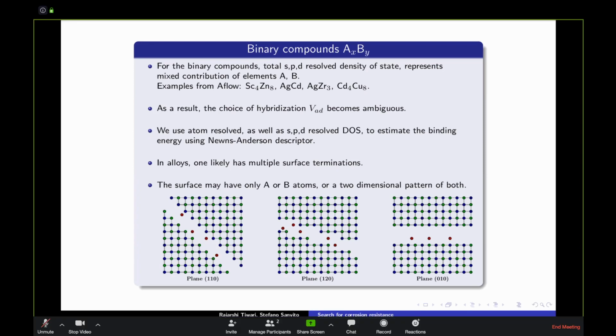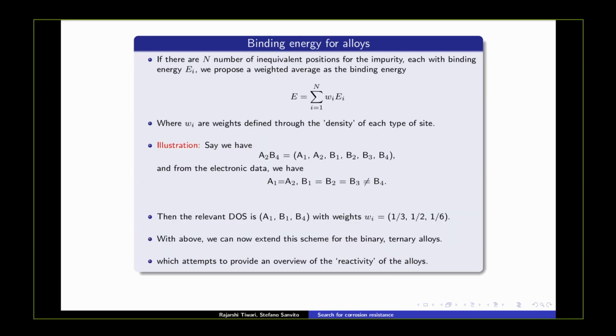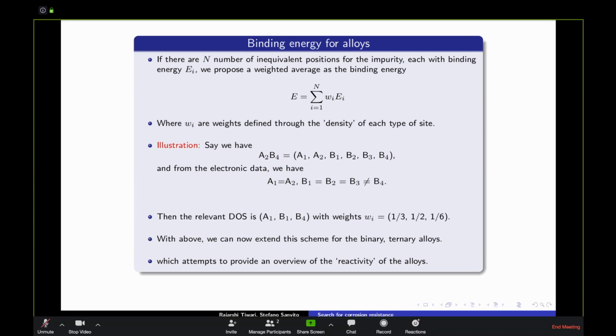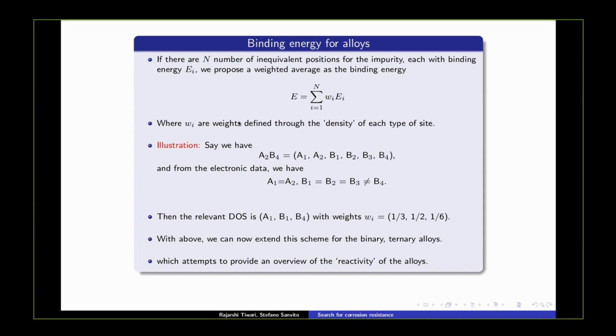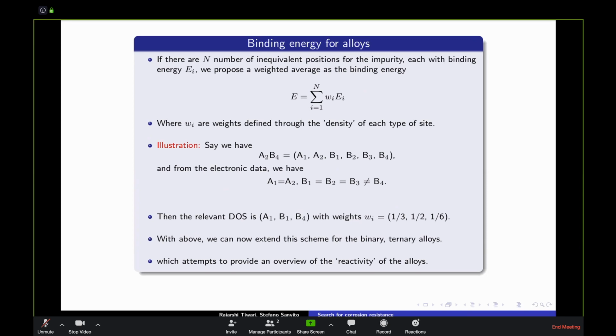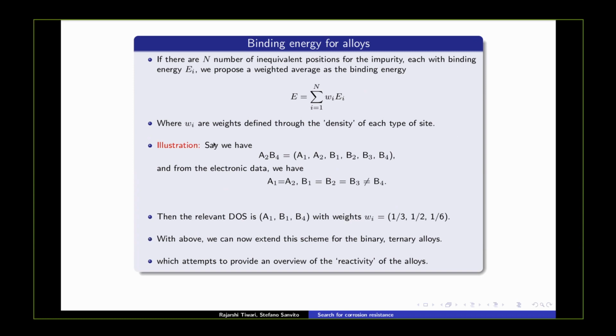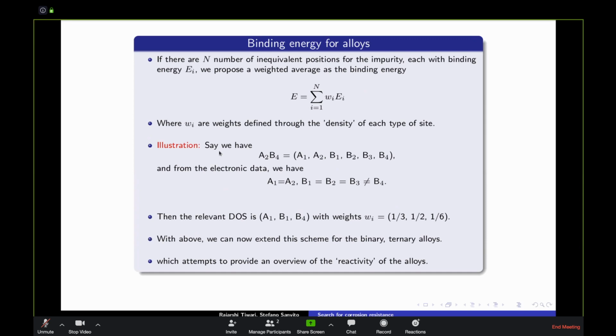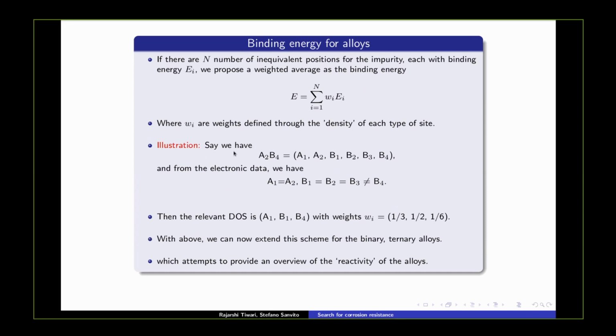So we proposed an averaging scheme, in which at the moment we didn't care much about the surface distribution, but the electronic inequivalency. So if there are n inequivalent positions for the impurity, each with binding energy E_i, we propose a weighted average as this binding energy: the sum over i of W_i E_i, where the weights are defined through the density of each site. And how do we do that? We illustrated this in the following way.